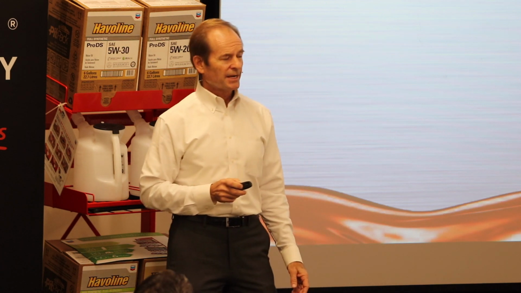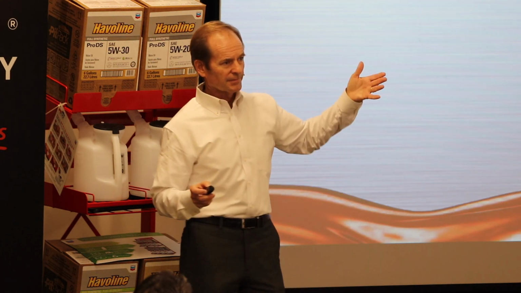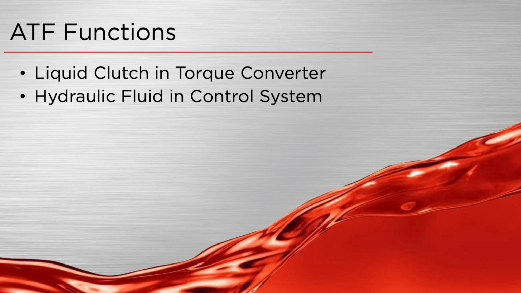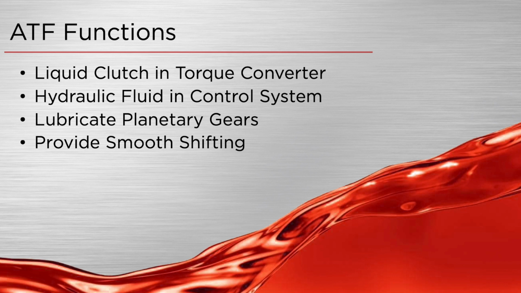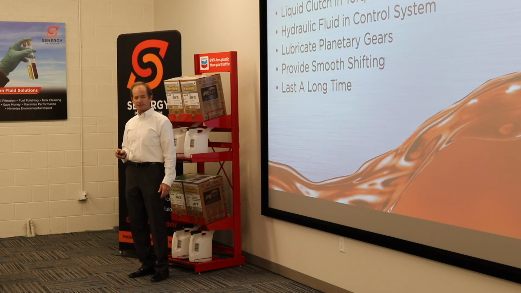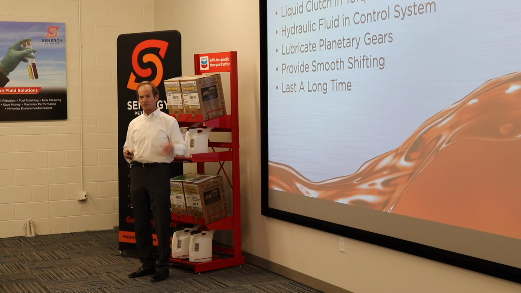So we ask our ATF to serve as a liquid clutch in the torque converter, right? So it kind of gets beat up there. It's a hydraulic fluid in the control system, okay, it's part of the hydraulics, that shifting. It's a gear oil in the planetary gears, so it's got to keep the gears all lubricated. It's got to provide smooth shifting when you shift, right? The frictional characteristics. And it's got to last a long time, right? Or a real long time. Anybody seen some of the change intervals on more recent transmissions? I mean, they're like sealed for life. Or some of these are presenting themselves with no interval.